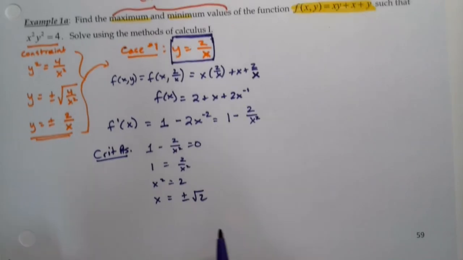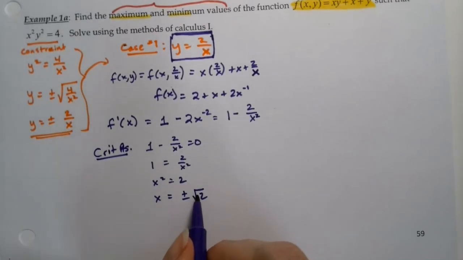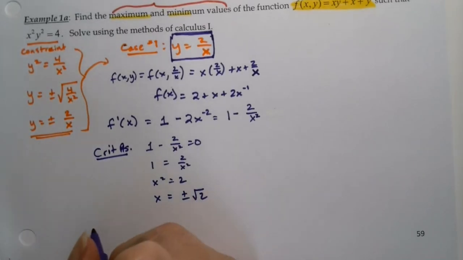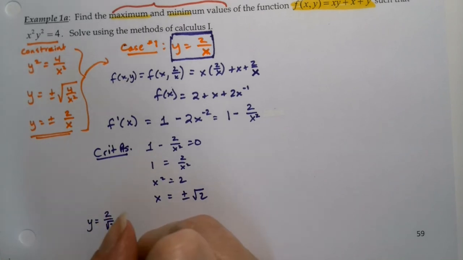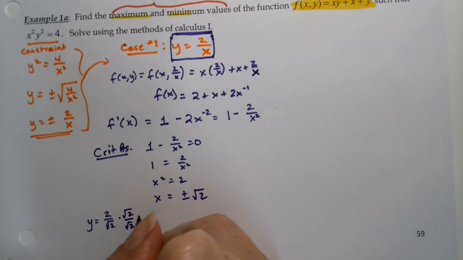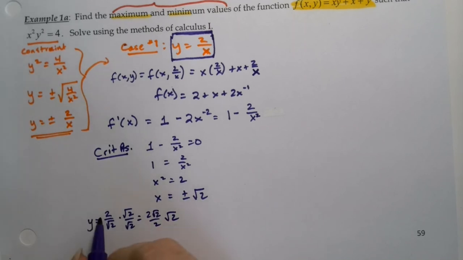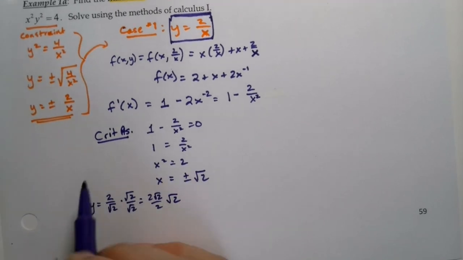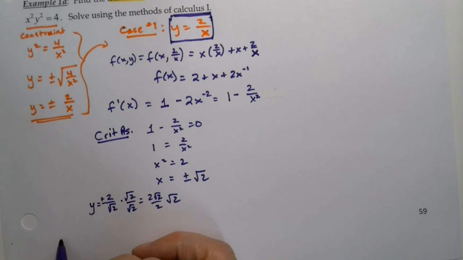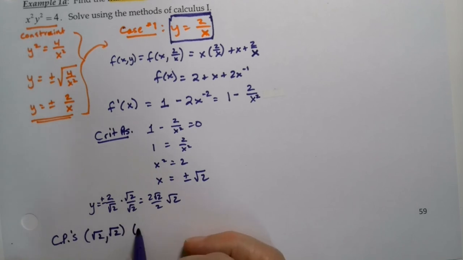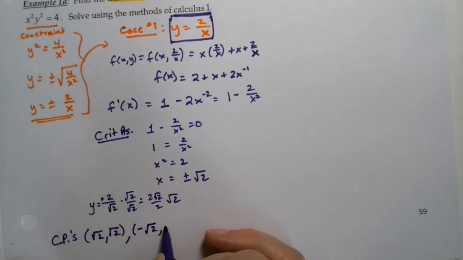So that would mean y is equal to 2 divided by the square root of 2, or 2 divided by the negative square root of 2. What's going to happen is this is 2 square root of 2 over 2, which is the square root of 2. So your critical points, and there was nothing special about this being positive or negative, so I'm just going to put a plus or minus. Our critical points are square root of 2, square root of 2, and negative square root of 2, negative square root of 2.